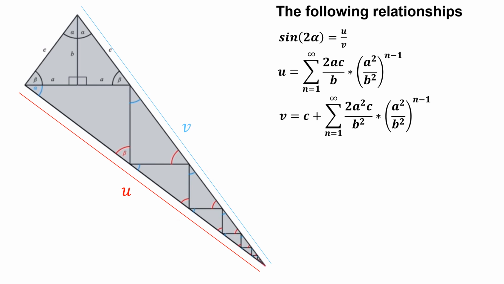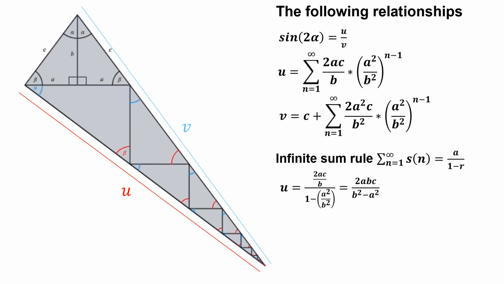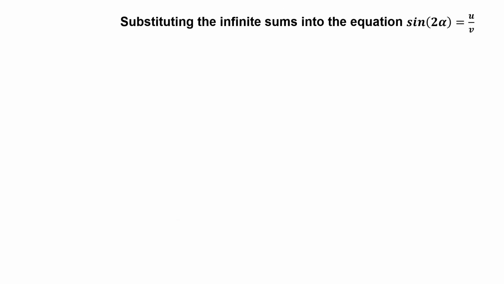By using the rule for the sum of infinite geometric series, namely that, we get that u equals 2abc over b squared minus a squared, and v equals c times a squared plus b squared over b squared minus a squared. Substituting both equations into the equation sine 2 alpha equals u over v gives sine 2 alpha equals 2ab over a squared plus b squared.